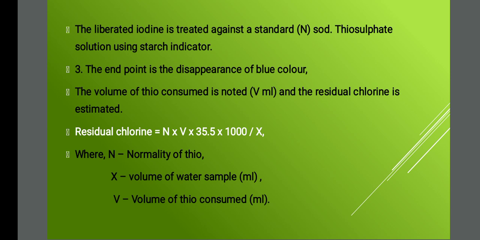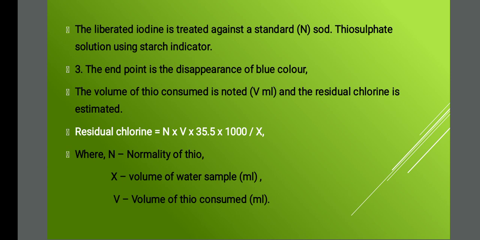Is it okay? The volume of sodium thiosulfate consumed is noted as V mL, and from that residual chlorine can be estimated. Residual chlorine is equal to normality of sodium thiosulfate into volume of sodium thiosulfate consumed into 35.5 into 1000 divided by volume of water sample taken. Is it okay? I'll repeat the method once again.